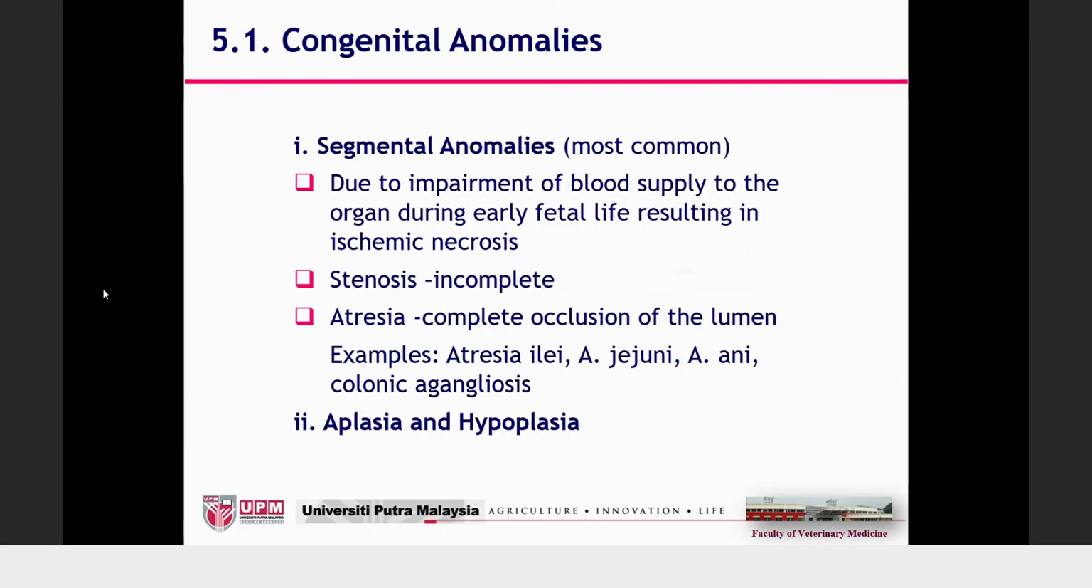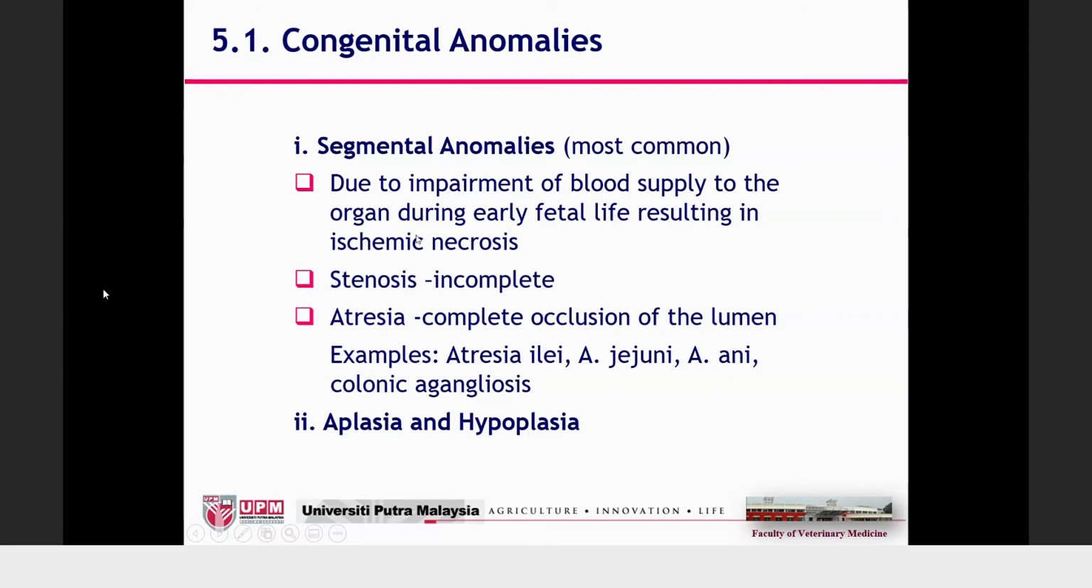So let me move to the first topic, congenital anomalies. I mentioned this congenital anomalies is important, particularly in newborn animals, because if there's no intervention at an early stage of life, the animal might die. So one is congenital anomalies, which is more commonly due to impairment of blood supply to the organ during early fetal life, resulting in ischemic necrosis.